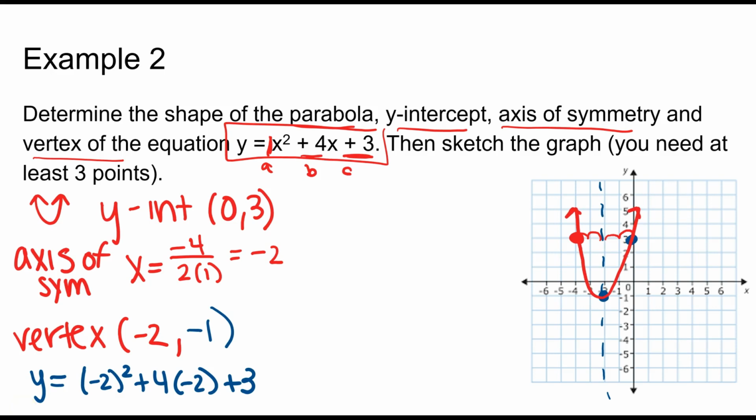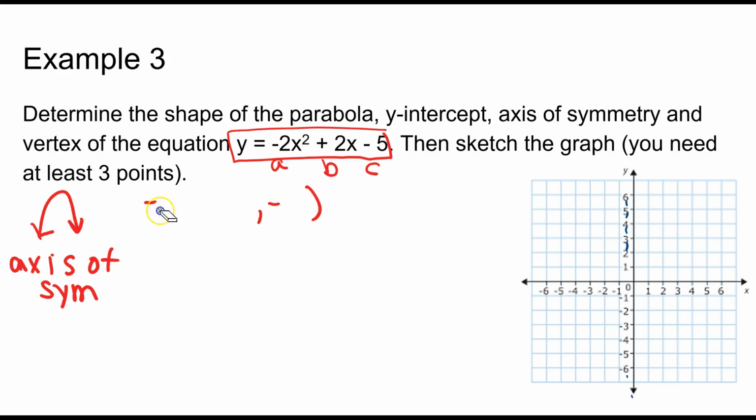All right, let's move on to example 3. Let's get rid of some of that stuff. Sorry about that. Okay, we're going to determine the shape of the parabola, the y-intercept, the axis of symmetry, and the vertex.